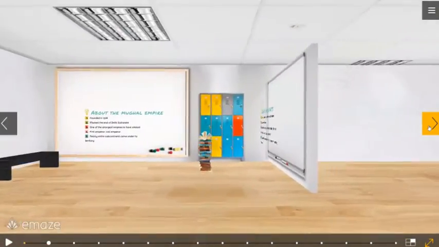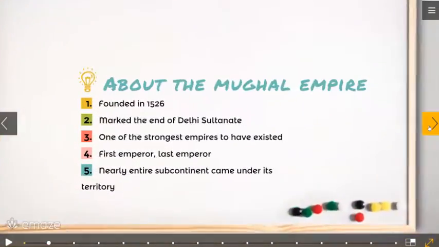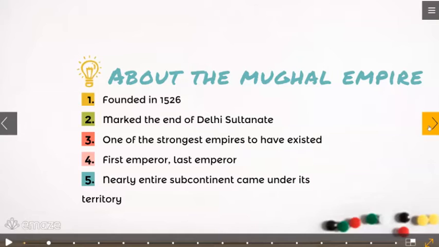So, firstly, I'd like to introduce you to the Mughal Empire and tell you some short and easy to remember facts about it. Let's start from the beginning, that is the foundation of the Mughal Empire. The Mughal Empire was founded in 1526 by Babur, who was the first Mughal emperor. The beginning of the Mughal Empire marked the end of the Delhi Sultanate.